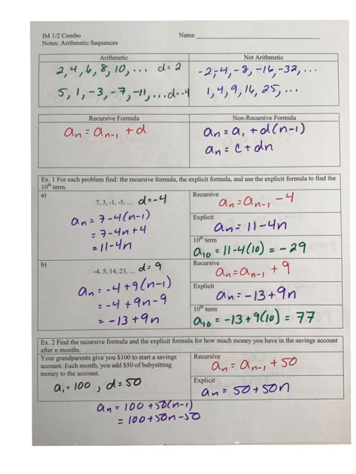Then we have the 10th term. So a sub 10, not a sub n, a sub 10 equals negative 13 plus 9 times 10. So negative 13 plus 90 is 77.